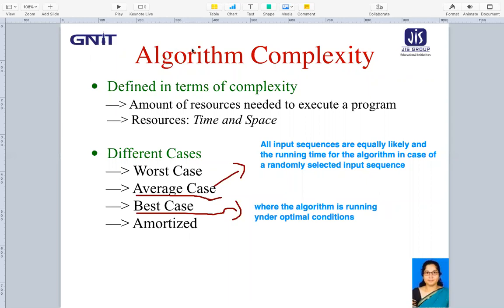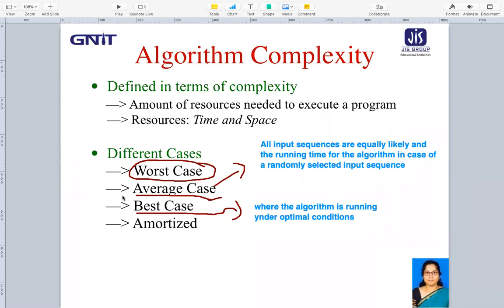What we are actually concerned about is the worst case. In most algorithms, you will find that we are talking about the worst case complexity, that is the bound beyond which the complexity of that algorithm cannot go. And the best case, because it is always working under an optimal condition, its running time is most of the time not considered. Now, what can be the best case situation? Let us think about it.